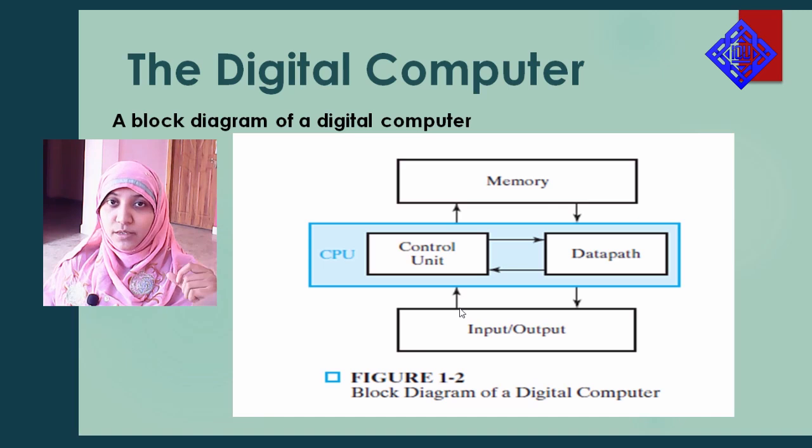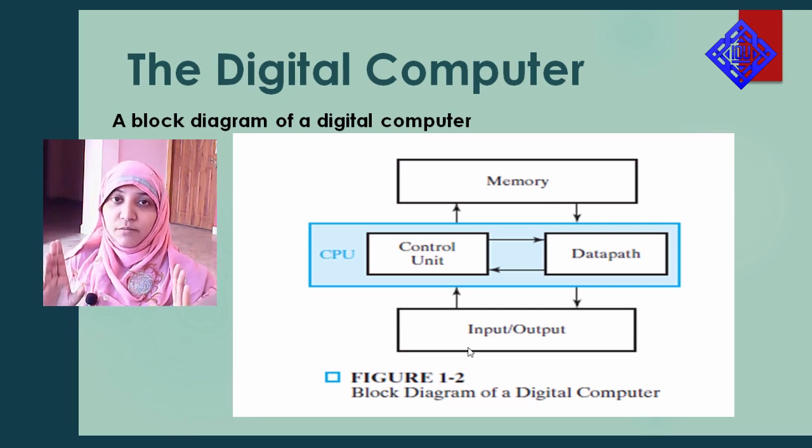So the control unit's task is to supervise the memory, the data path, the input and output, all it has to coordinate. If you see, there is a direct connection from the control unit to the memory, from the control unit to the data path, and from the control unit to the input and output. So everything is controlled by the control unit.